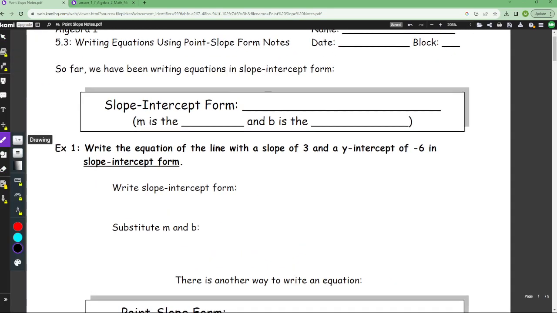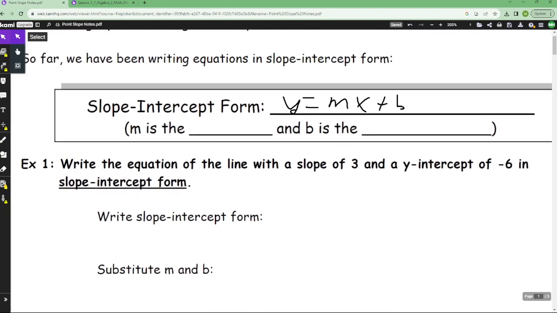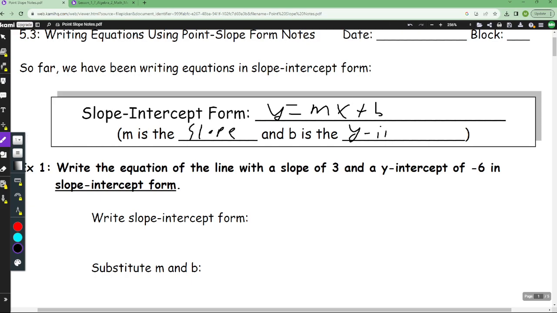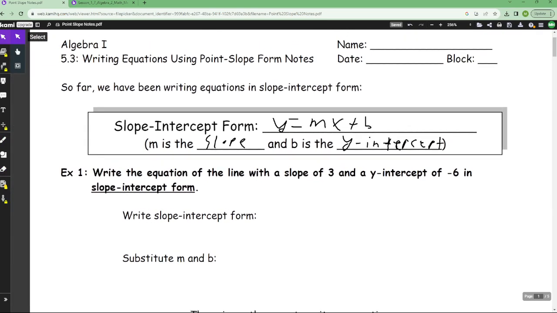So slope-intercept form we know is y equals mx plus b. We know that. So m is the slope, and b is the y-intercept. So again, this should be review. Hopefully.